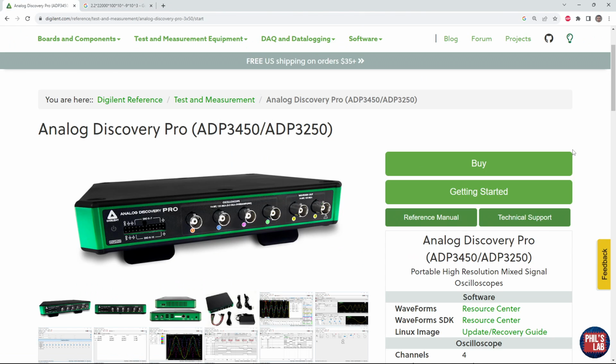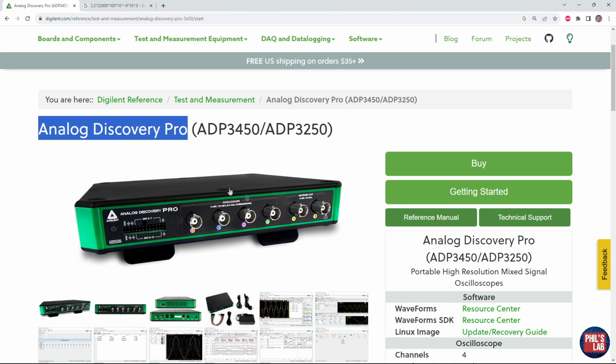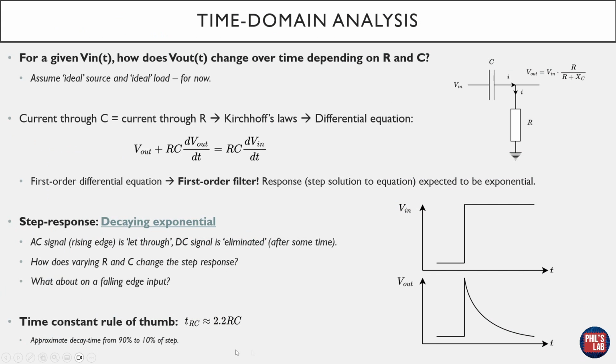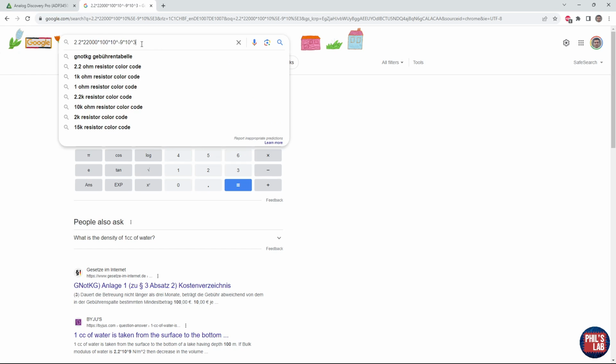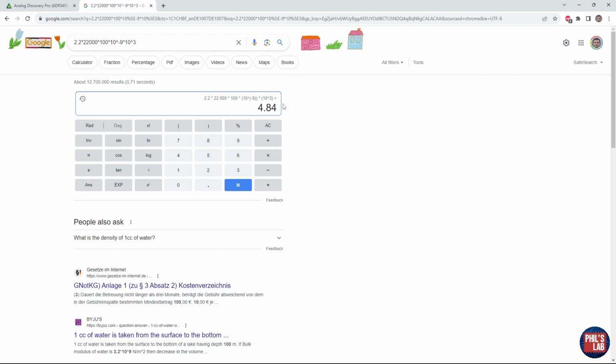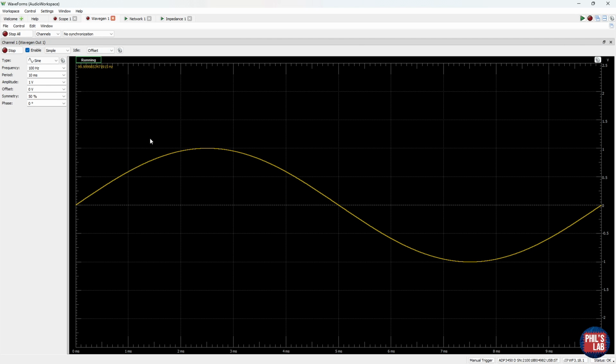To help me perform the measurements and analysis in the real world, I'm using the Analog Discovery Pro by Digilent. So I'm using 2 oscilloscope channels, one for input and one at the output for the RC high-pass filter, and one of the WaveGen channels to generate my test signal. Remember our time constant rule of thumb, and this will be important when we look at the real-world results. So 2.2 times R times C. Plugging in the values, 2.2 times 22 kiloohms times 100 nanofarads, and converting that to milliseconds gives us a time constant of about 5 milliseconds. With this in mind, let's go over to the waveform software.